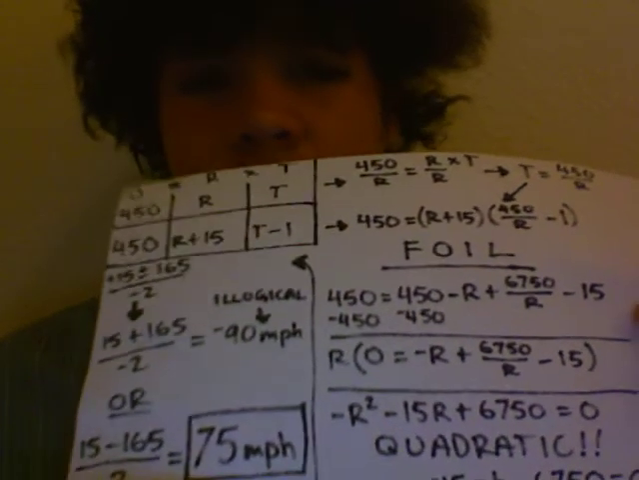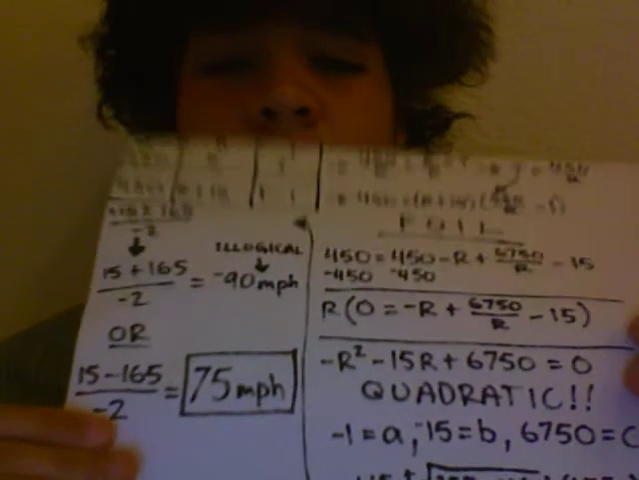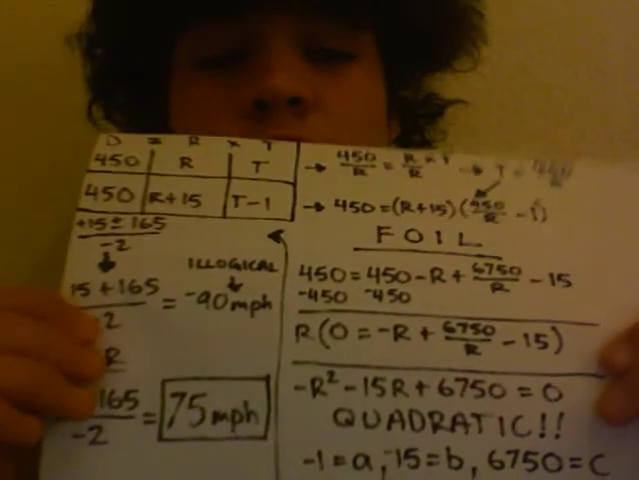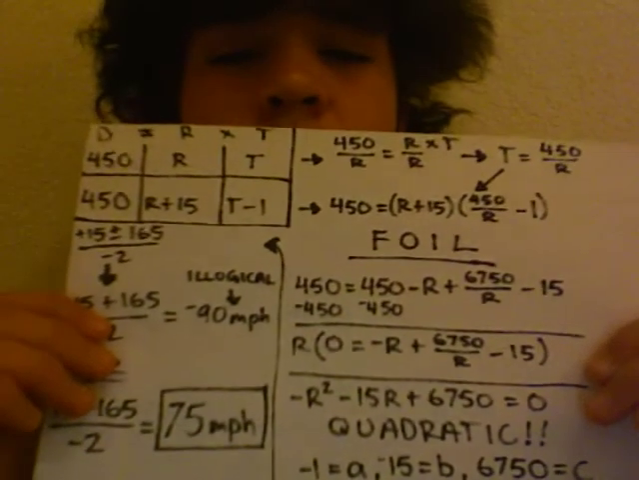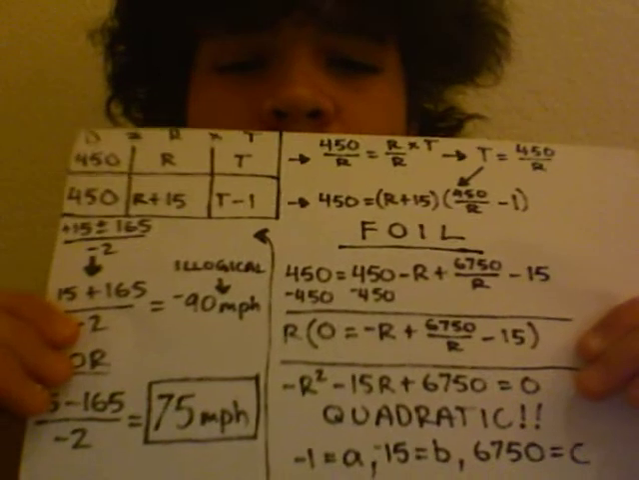hour, which would make sense because if you add 15, you get 90 miles per hour, and going 90 miles per hour for 450 miles, you'd get to where you need to be at 5 hours rather than 6.